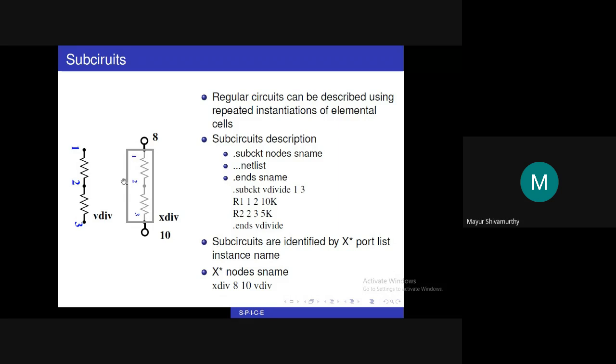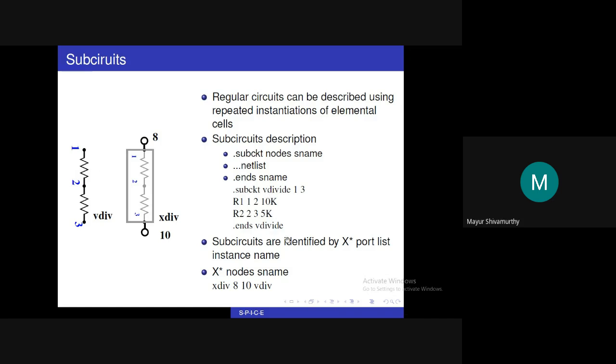Fine. So let us consider a simple resistive divider. This particular resistive divider, I'll be using as a subcircuit. So let me define the subcircuit. So .subckt, then the name of the subcircuit is vdivide, and the nodes which can be accessed are 1 and 3. Okay, the nodes which can be accessed in the main circuit are 1 and 3. So within this, let us write the netlist. R1 connected between 1 and 2, the value is 10k. R2 is 2 3 and 5k. Then .ends vdivide, where vdivide is the name of the subcircuit.